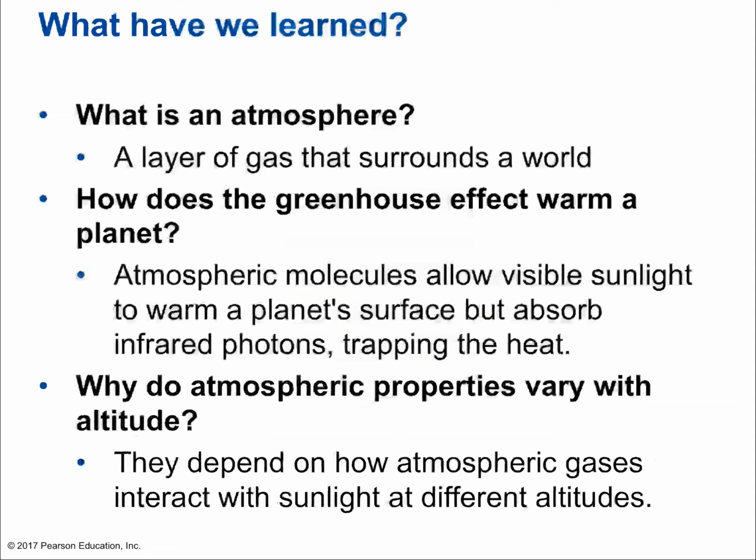So what is the atmosphere? Well, it's a layer of gas that surrounds a world. You need a fair amount of gravity, a lot of size, in order to have one. We talked about that. Small worlds can't trap atmospheres. How does a greenhouse effect warm a planet? The atmospheric molecules allow visible sunlight in, but trap infrared light. Why does atmospheric property vary with altitude? Well, it depends on how the atmospheric gases interact with sunlight at different altitudes, and we talked about the 4 ways they interact.